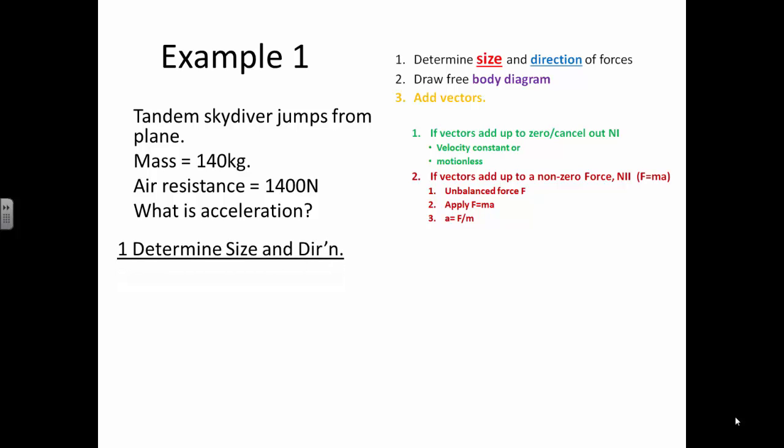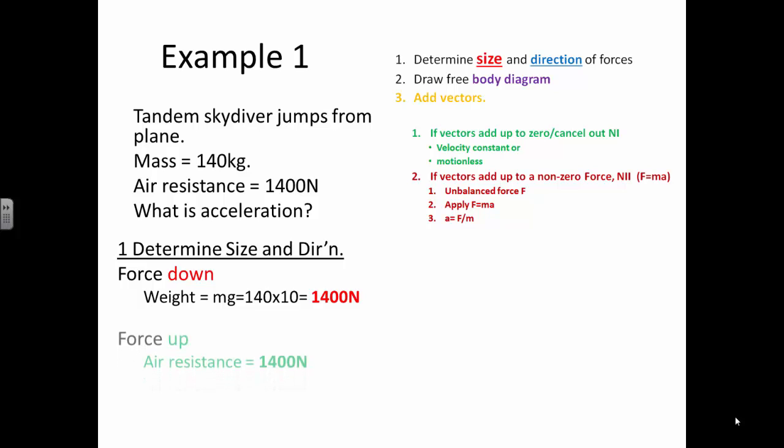So the first thing is to determine the size and the direction of the forces. Now the force down is equal to the weight, mg. The mass is 140 times 10, which is 1400 newtons. The force up is equal to the air resistance, which is also equal to 1400 newtons.